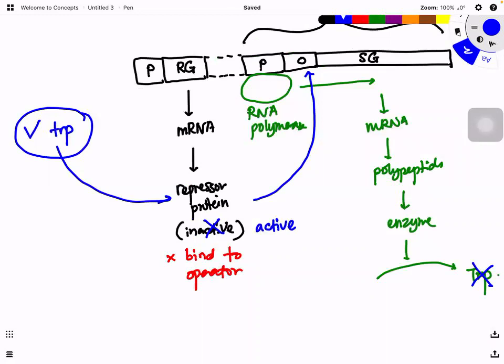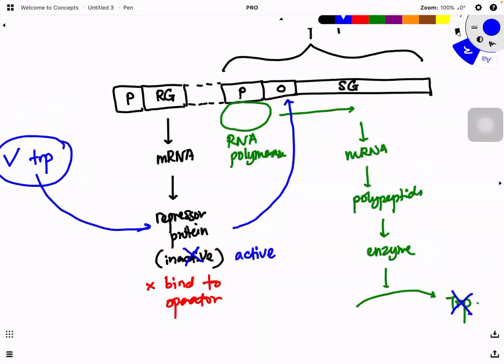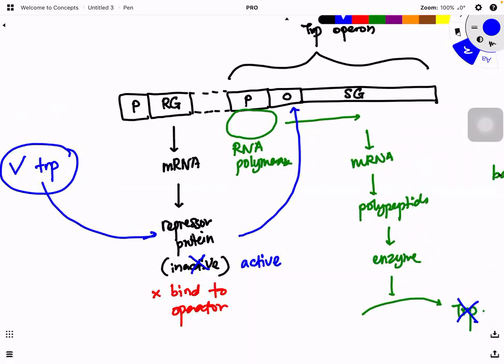Correct? Logical thinking. Now, in this case, if you put the bacteria in a medium or environment full of tryptophan, do they need to produce tryptophan? They do not need to produce tryptophan, so they have to switch off. So how does it switch off? Because of the high concentration of tryptophan. A high concentration of tryptophan binds to the repressor protein and makes it become active.